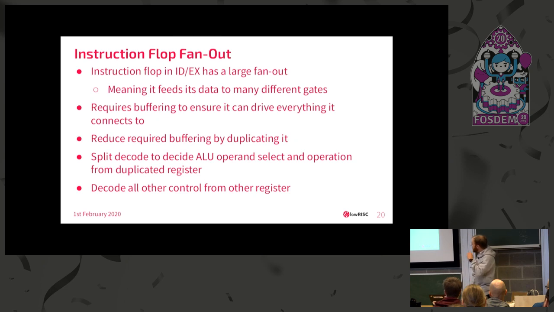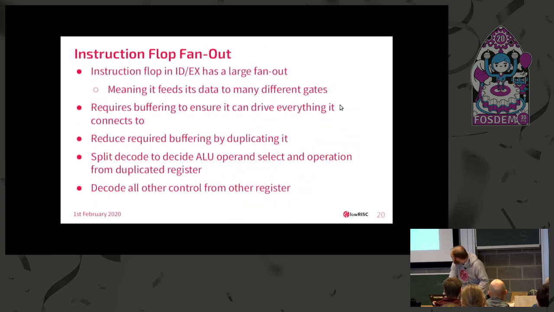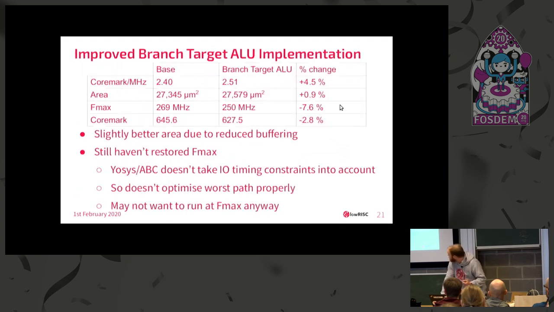And so what we do is we just make a copy of our instruction flop. We now have two of them. And then we split out the decoder. So it looks at a replicated version of the instruction, and then it uses that purely to decide the ALU operand select and then the operation. And then the decode for everything else comes from the other register. And in doing this, we make these red lines appear earlier in our cycle. So all of this returns earlier, and we help fix the path. And as I said, there are some other things we need to do, but I have not got the time to discuss. So after doing this, plus some extra improvements, I've now got a better implementation.